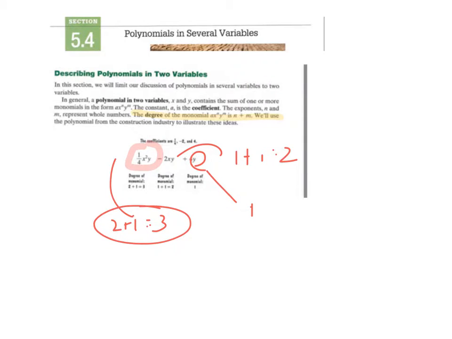The coefficient is also the number that is in front of these variables. So we have a coefficient of 1/4, we have a coefficient of -2, and so forth. So we have coefficient and degrees.